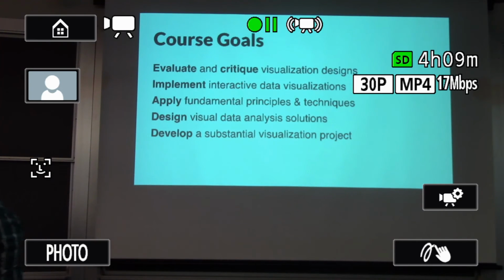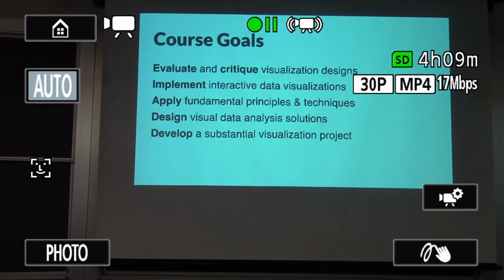The idea here is that you learn to think methodologically about visualizations, that you can argue why it is good or bad, and that you therefore learn from examples. The second goal, which we will primarily achieve through the first couple of lectures, but mainly through your hacking away on your homeworks and on your projects, is implementing interactive data visualizations. We also want to be able to apply fundamental principles and design techniques. So we will learn about color, we will learn about the limits of cognition and so on. We will learn how to design visual data analysis solutions.